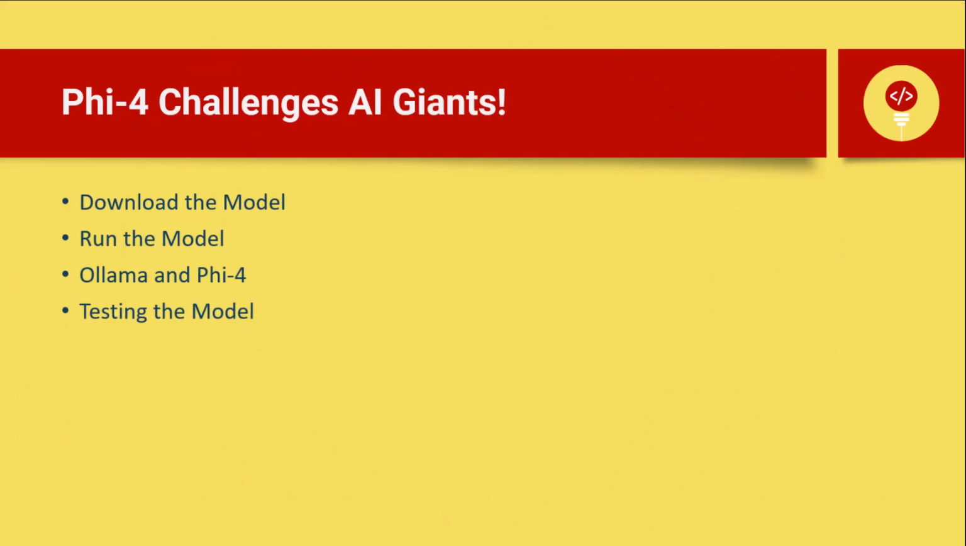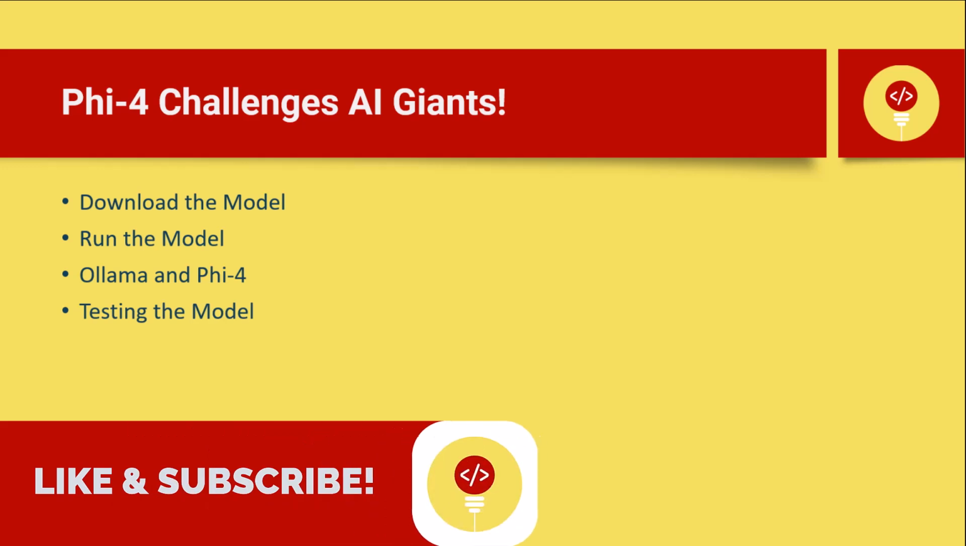Today we're diving into Phi-4, a new open source AI model from Microsoft Research. In this video, we'll explore what Phi-4 is, how it's trained, what sets it apart, and how you can get started using it on your own projects. If you're curious about large language models, advanced reasoning, or just love building with the latest AI tools, stick around because this might be the model for you.